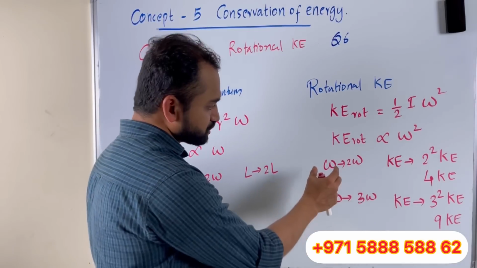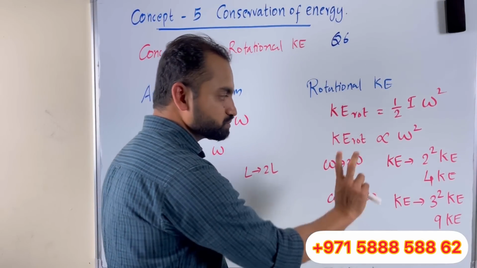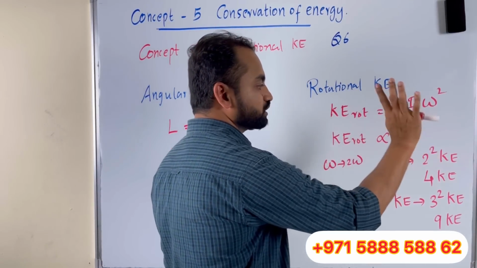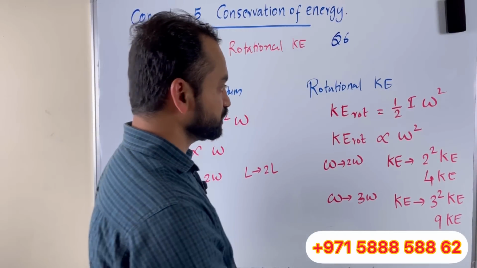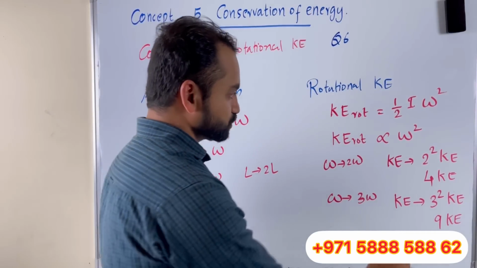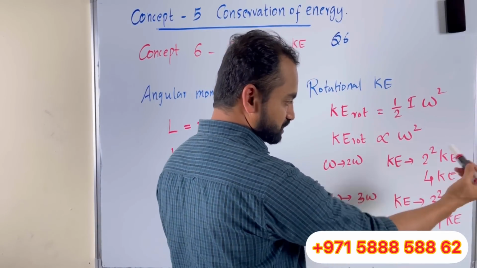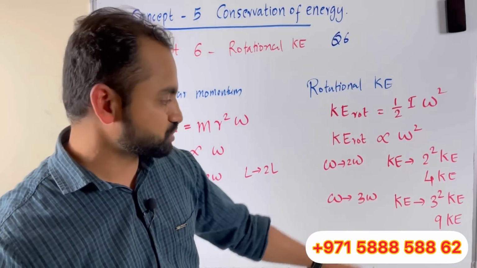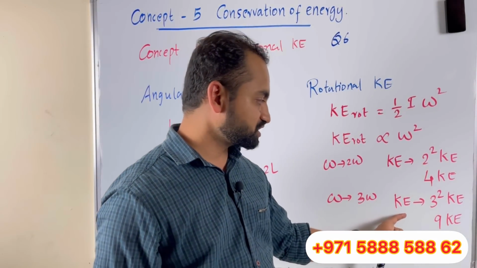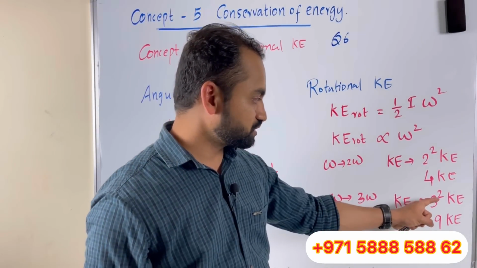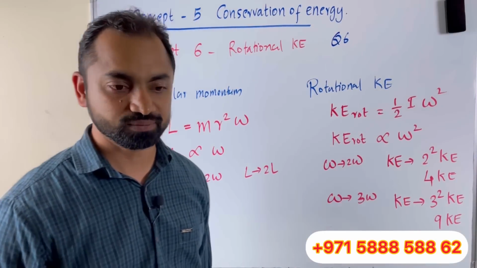So when the speed changes to 2 times the initial speed, kinetic energy changes to 2 square times the initial kinetic energy. Why? Because here omega is squared. So 2 square is 4, so 4 times the initial kinetic energy, and if omega changes to 3 times omega, then kinetic energy changes to 3 square times the initial kinetic energy. So 3 square is 9, so 9 KE.